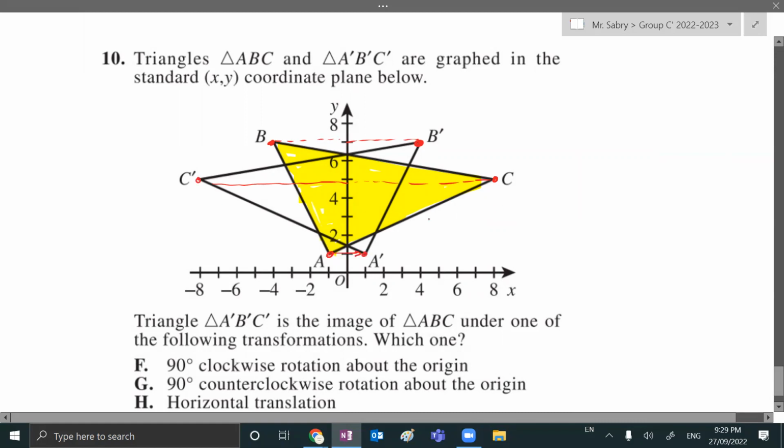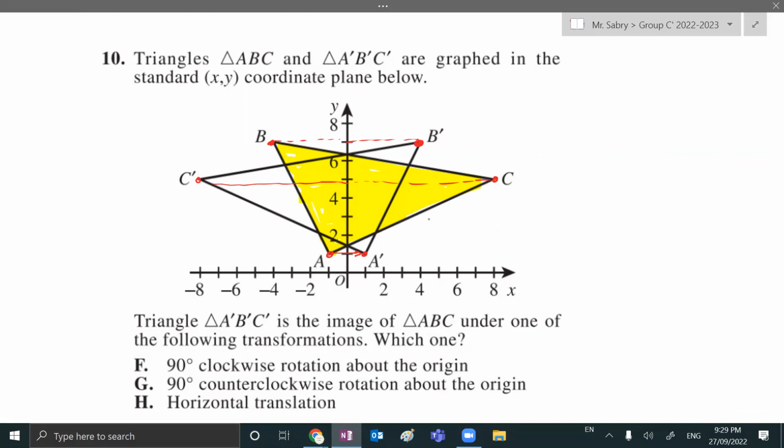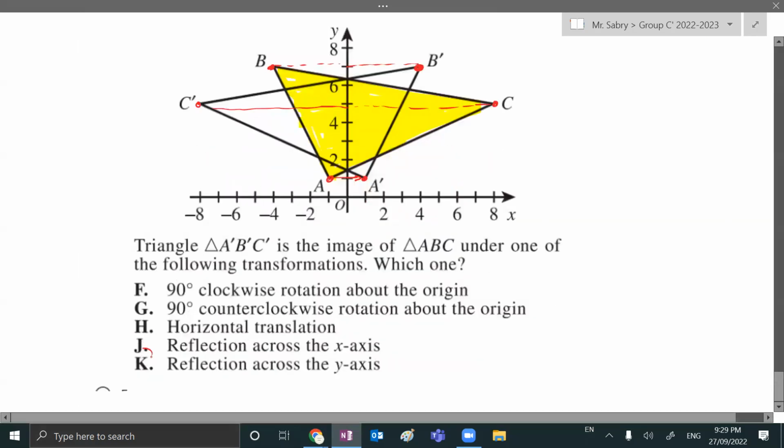So what happened here is literally a reflection. Everything that was on one side of the y-axis suddenly moved to the other side. The B was on that side, it moved to this side. The C was this side, it moved to the other side. The same distance. So apparently this one is just a reflection across the y-axis. Is that okay?